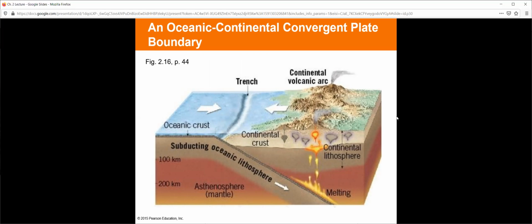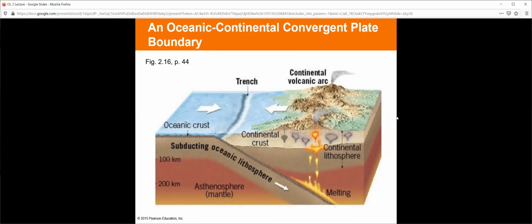What happens here is the ocean is pushing from the left to the right. The ocean is pushing into the continent, but since the ocean is lighter, it's going to be shoved underneath. As that ocean crust is shoved underneath, eventually it goes deeper, deeper, starts getting hotter, hotter, melting, up pops volcanoes.